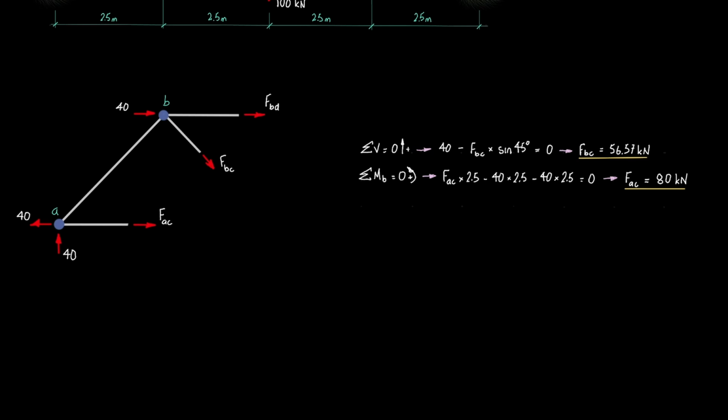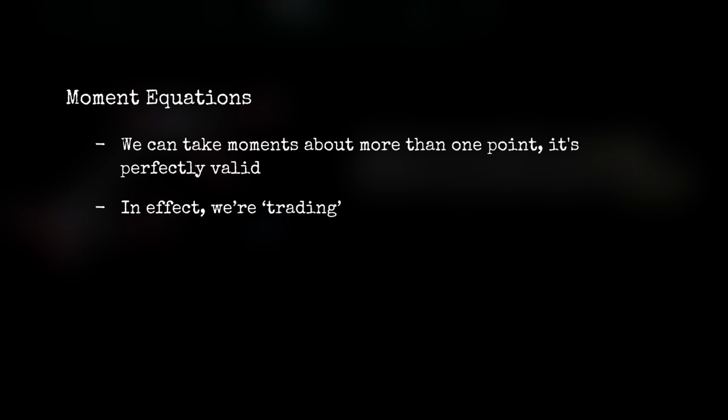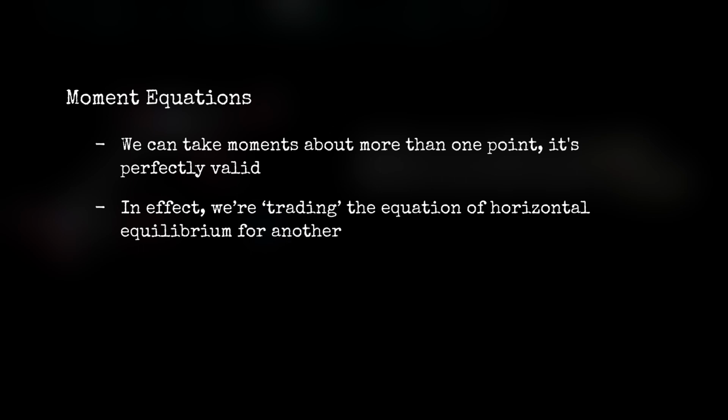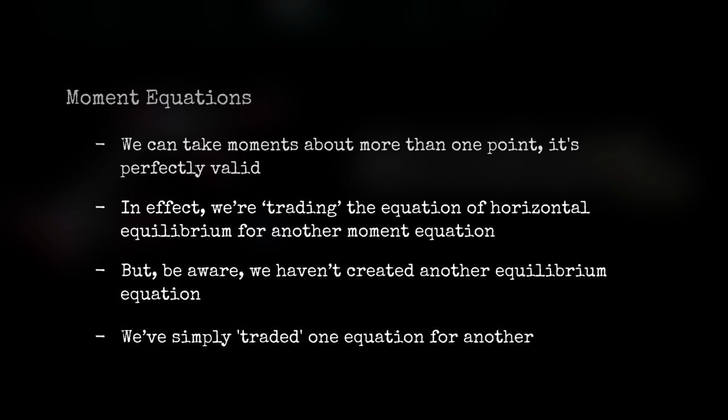FBD could be found by applying the equation of horizontal equilibrium. Alternatively, it could be found by taking moments about C. You might be thinking, we can't do that. We've already used the moment equilibrium equation. But it's perfectly valid. In effect, we're trading the equation of horizontal equilibrium for another moment equation. But be aware, we haven't created another equilibrium equation, we've simply traded one equation for another.